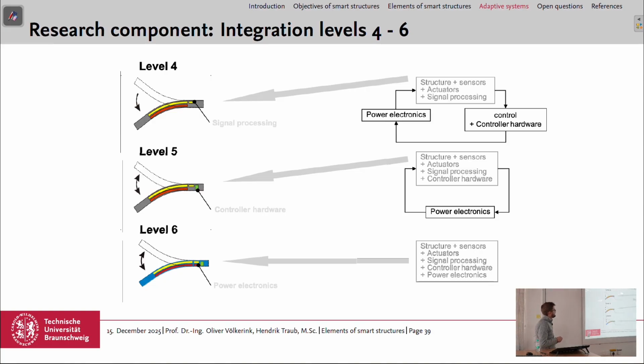And then we have levels 4 to 6, which are not part of this course, but for completion, we have level 4. Here also the signal processing is integrated in the load-bearing structure. So not only sensors and actuators, but also the signal processing. Then level 5, additionally, also the controller hardware is integrated. And then in level 6, also the power electronics is integrated. So in level 6, really every part of the smart structural system is integrated into the structure.